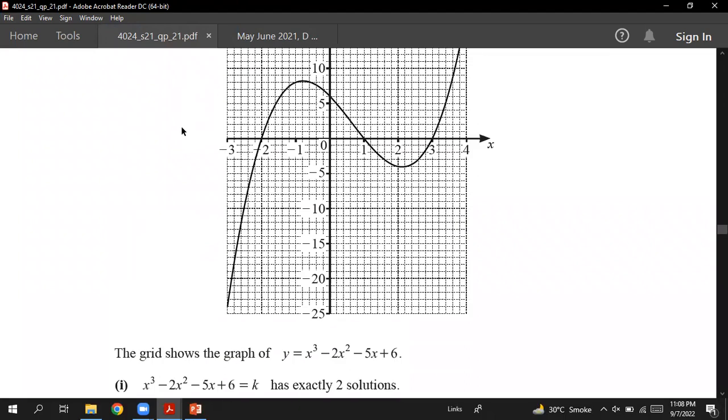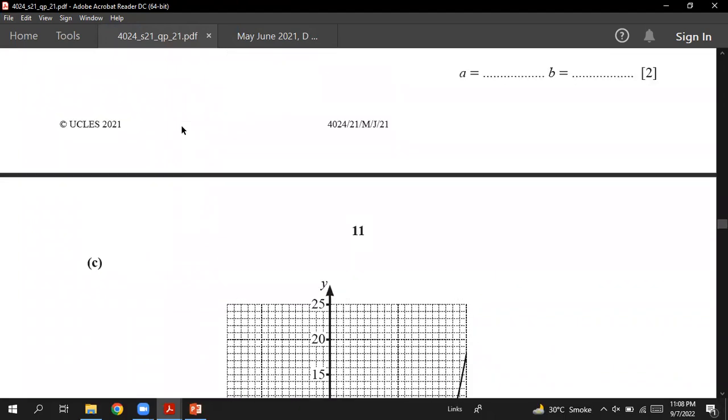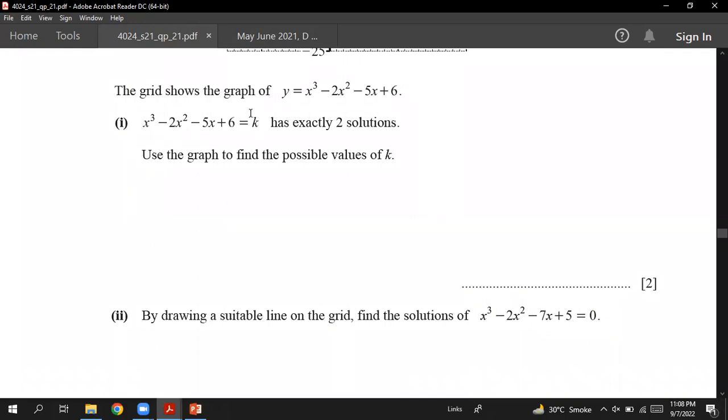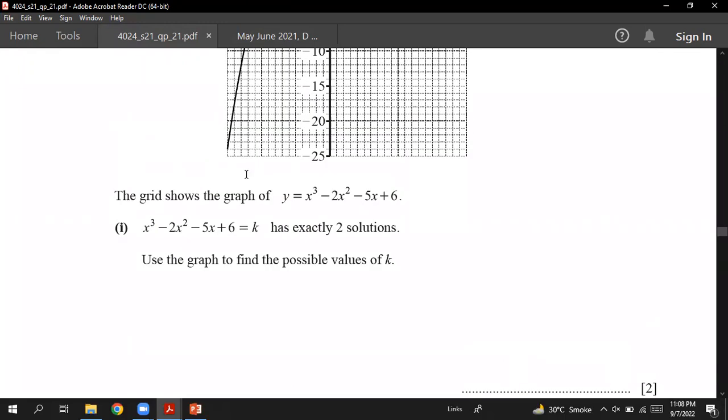Here you have a graph. He says C part. The grid shows the graph of y equals x cubed minus 2x squared minus 5x plus 6. x cubed minus 2x squared minus 5x plus 6 equals k has exactly two solutions. Use the graph to find the possible values of k. So k is a number.